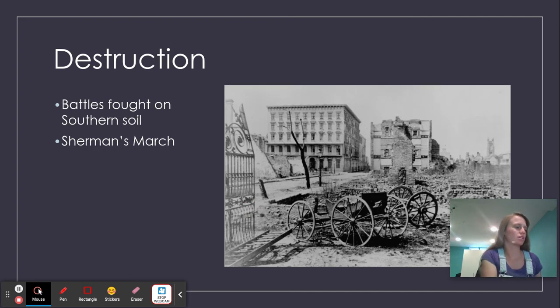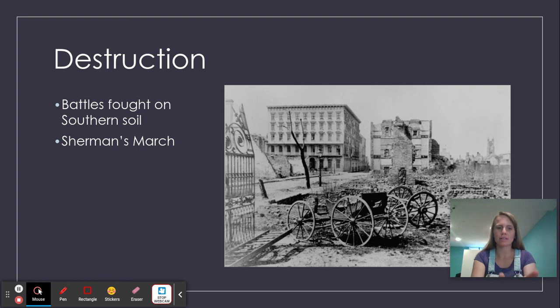Then there's also the destruction. Most of the battles were fought on Southern soil. All but 2 major battles were fought in the South. And so when there's battles happening, it's just going to destroy the land. Then there's also General Sherman, who was a Union general who went through the South, destroying everything in his path, burning down buildings and burning through fields and destroying livestock and tearing up railroads. He just destroyed everything in his path. And so this had to be fixed.